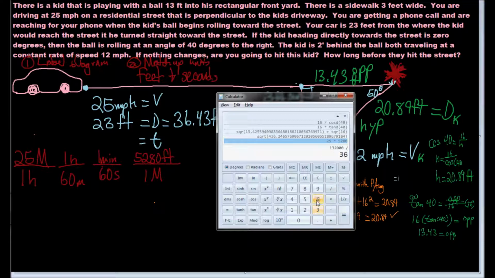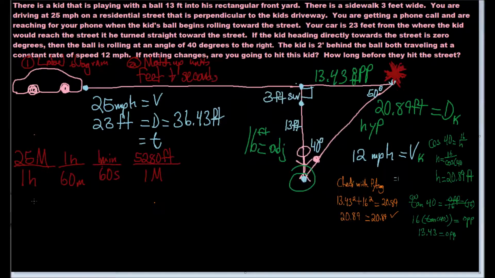Last but not least, you'll go on and cancel out miles. Since it's 25 miles, that's on the top. Then the next time you use miles, it needs to be on the bottom. And 5,280 feet is 1 mile. You'll go on and let that happen, multiply it out, then divide. You get 36.67 feet per second.